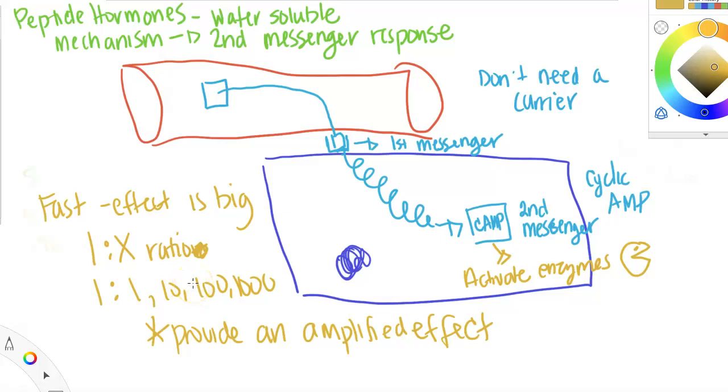Peptide hormones, again, are water soluble, can be amplified, fast in effect, cause the second messenger system effect, the receptors on the outside of the cell because it is hydrophilic. Steroid hormones, slower, 1-to-1 ratio, receptor inside the cell, causes protein synthesis. All right, so the last type of hormone is the amino acid hormone.